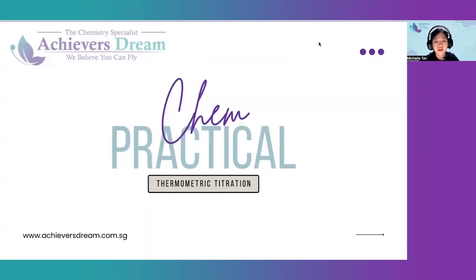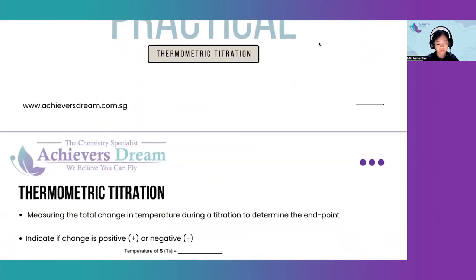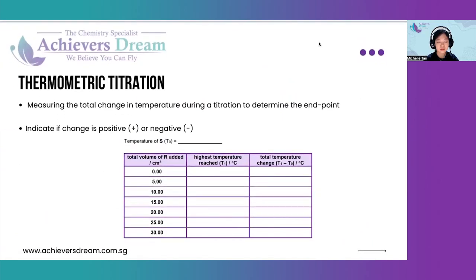We will now be going over how to handle a thermometric titration in a chemistry practical. So in a thermometric titration, we are carrying out a reaction between two substances, and to determine the endpoint, or when the reaction is complete, we will be measuring the change in temperature over the course of the reaction. By measuring the total change from the beginning to the end of the experiment, we will be able to find the endpoint.